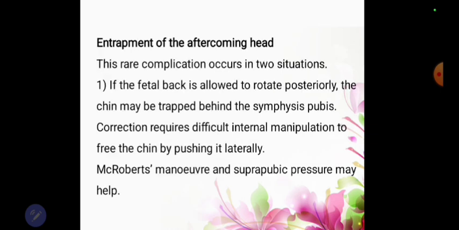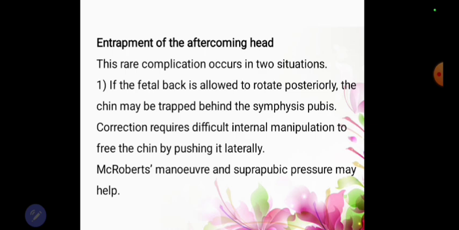If all of this fails, this is called entrapment of the after coming head. This is a rare complication that occurs in two situations. Either the fetal back is allowed to rotate posteriorly. We need to know that in breech delivery the back will be up, meaning the back should be anterior, not posterior. If the fetal back rotates posteriorly, the chin may be trapped behind the symphysis pubis.